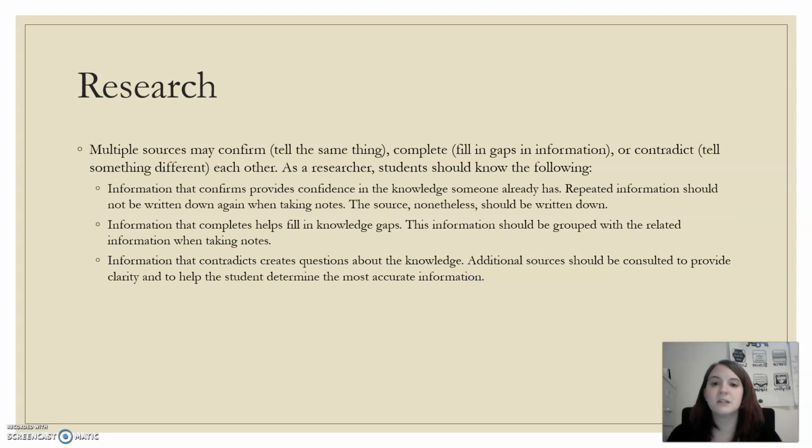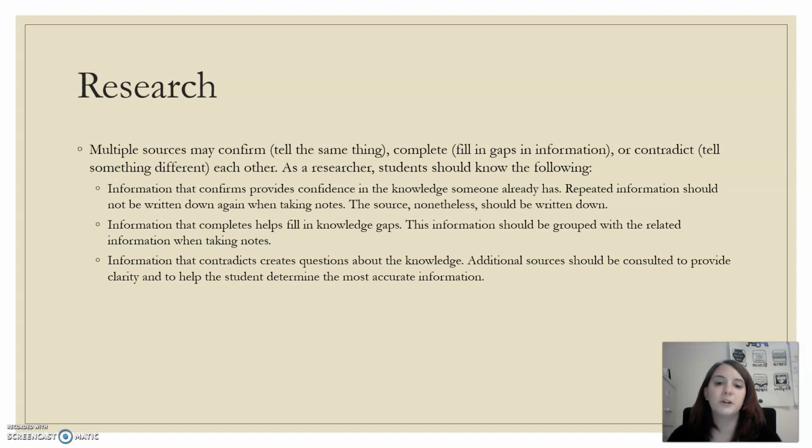Multiple sources can confirm, fill in missing gaps, or contradict someone else. So you're looking for things that tell the same thing. When you're looking, you should look for information that provides confidence in knowledge someone already has. It's repeated information and should not be written down again when taking notes. So make sure when you're taking notes, you're not writing down the same thing over and over again.